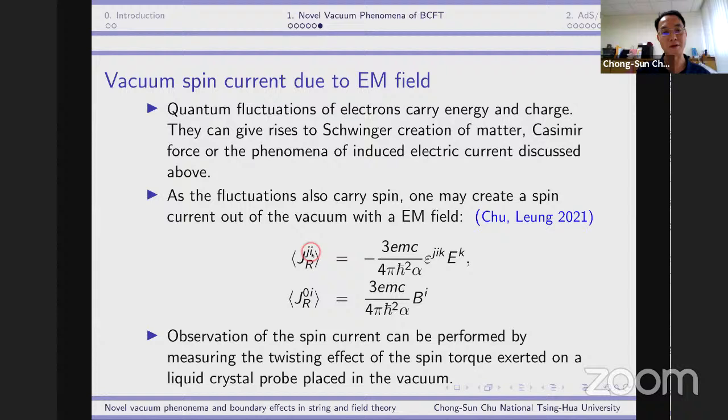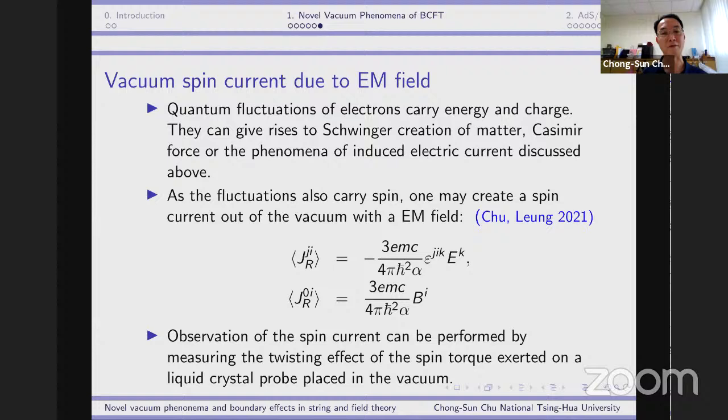So we find that the renormalized spin current operator depends on the external EM field in this way. This is by doing a one-loop renormalization and renormalizing the composite operator carefully, giving you this result. So the renormalization of the composite operator gives an interesting effect. If you look at this formula, the dependence on the fine structure constant is 1 over alpha. So it's non-perturbative in the coupling. And this is coming from the renormalization of the composite operator, of the spin current operator.